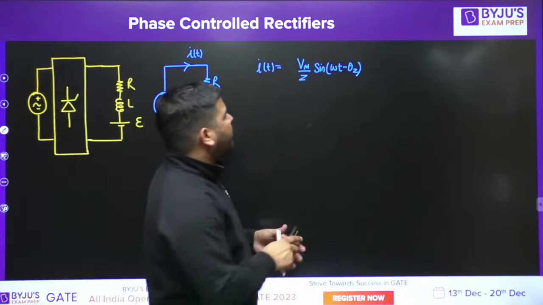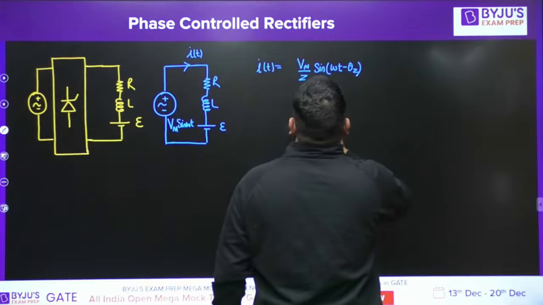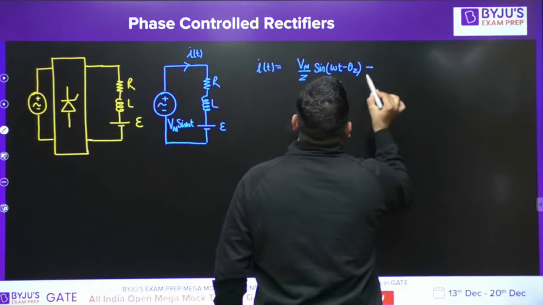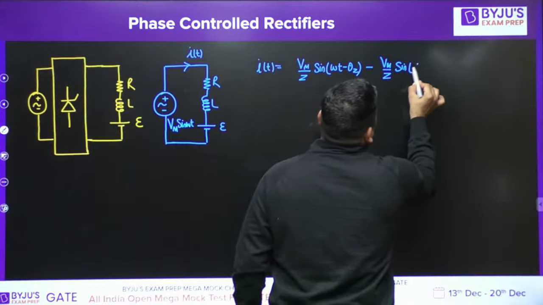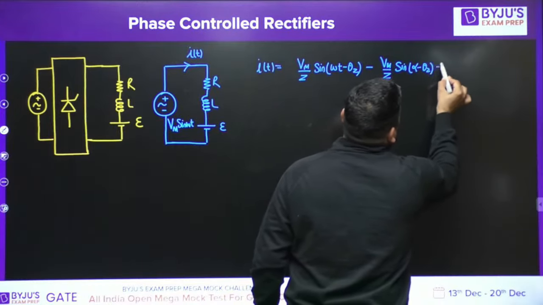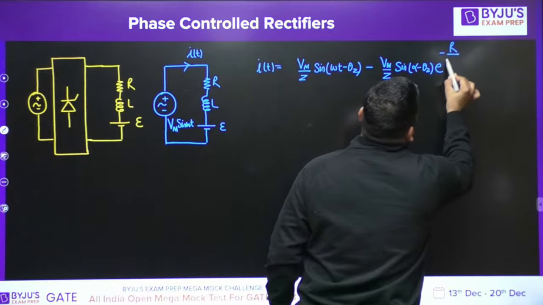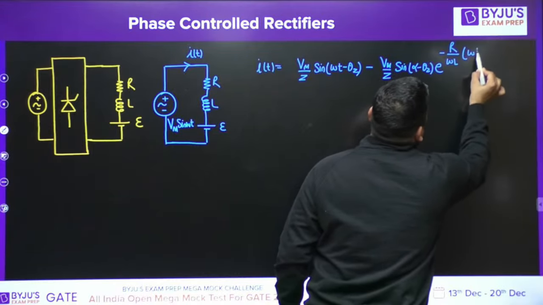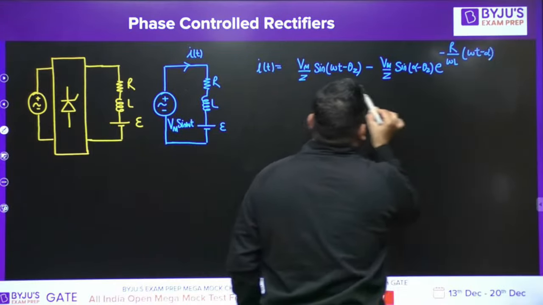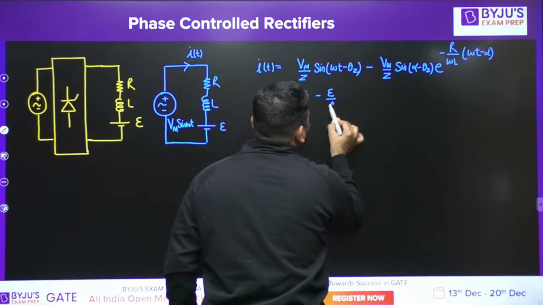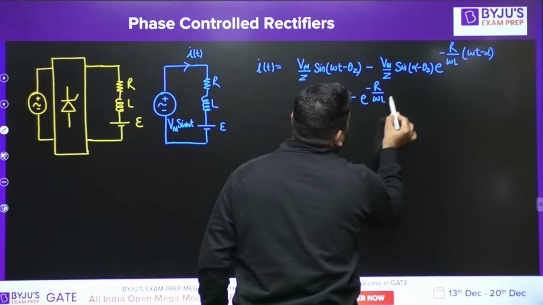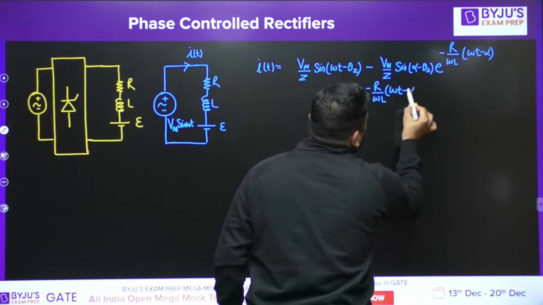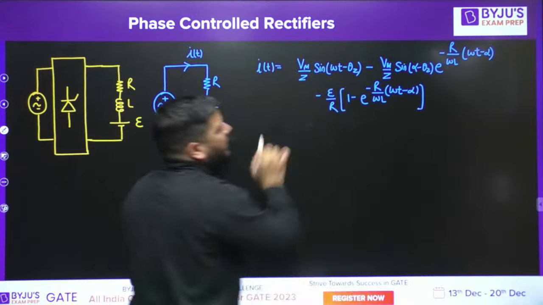So i(t) will be equal to Vm by Z sine of omega t minus theta Z, minus Vm by Z sine of alpha minus theta Z e to the power minus R by omega L into omega t minus alpha, minus E by R into 1 minus e to the power minus R by omega L into omega t minus alpha. This is the equation for the current.